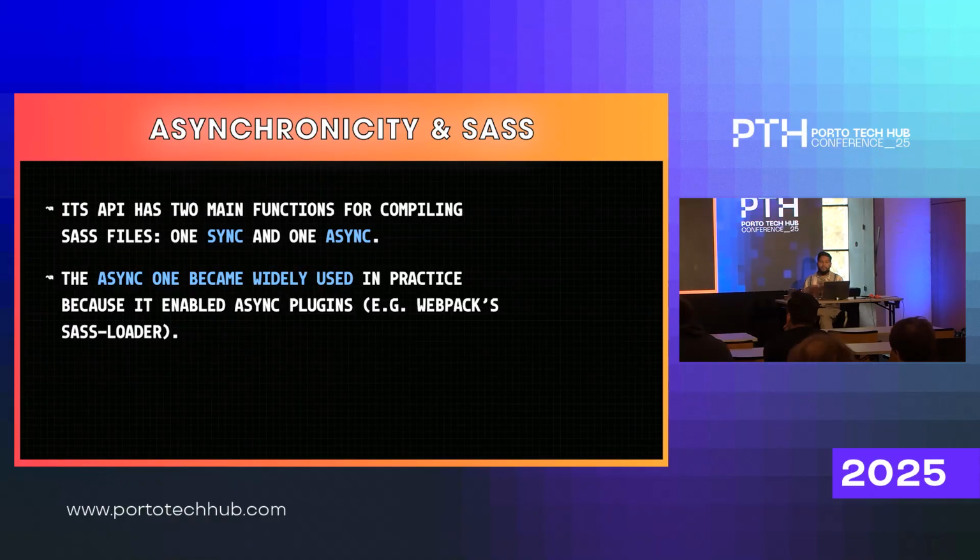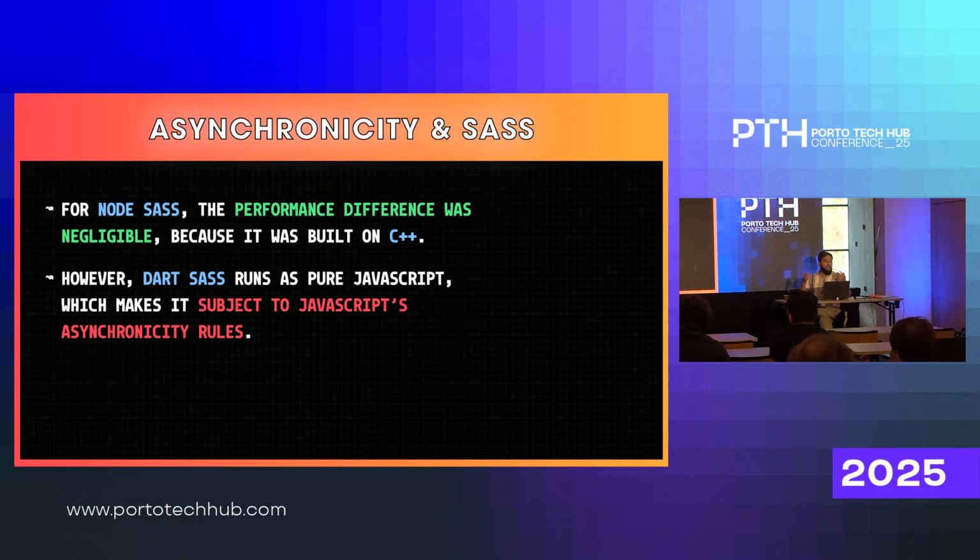And async, of course, got super popular in that boom of async/await and promises in JavaScript, because it enabled async plugins like Webpack Sass Loader and similar stuff. This was not a problem for Node Sass, because Node Sass was built on top of C++, and they addressed a bunch of performance problems at the C++ level.